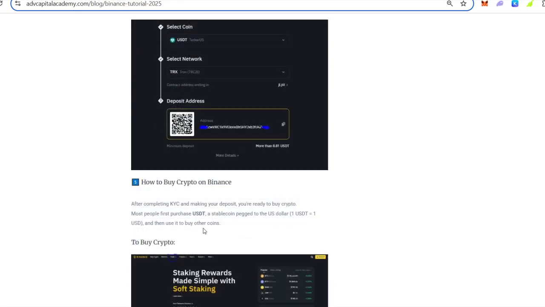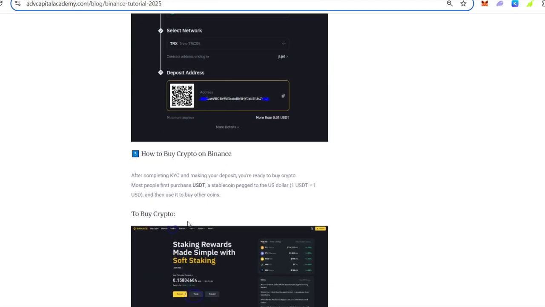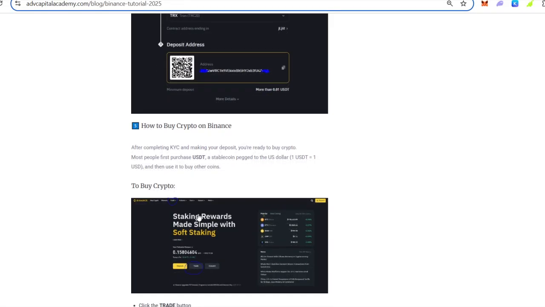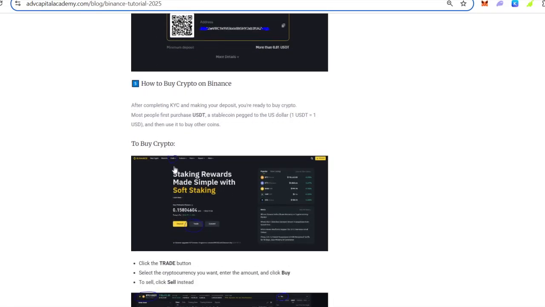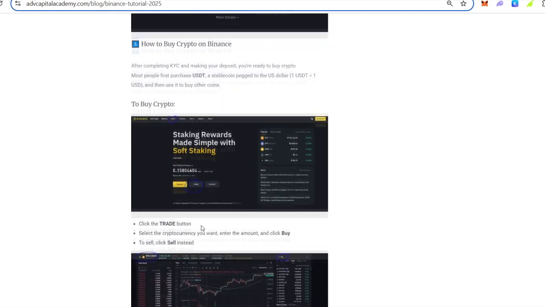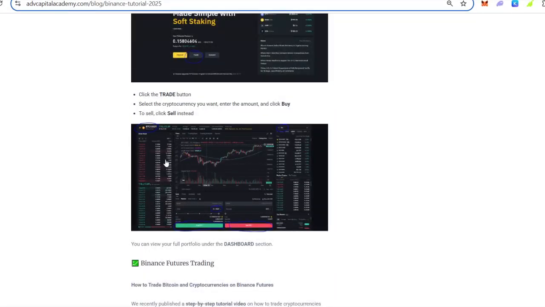First thing is that if you decide to buy crypto on Binance and hold it for a long term, the best thing to do is to use the spot account. Whether you want to buy Bitcoin, Ethereum, XRP, Solana or any other coin or token, this is how you do it. You find the option trade and click the trade button, and the new window will appear where you need to select cryptocurrency you want. You enter the amount and click buy button.